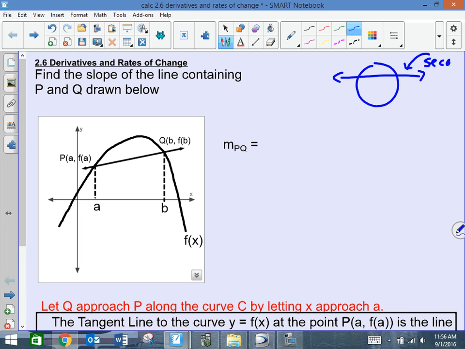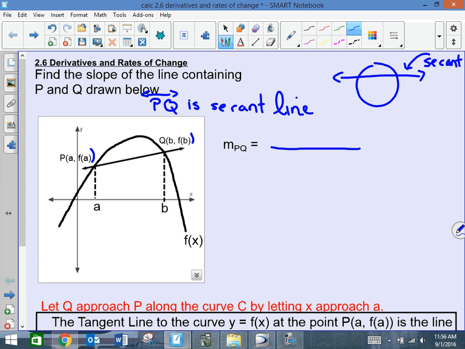All right. Now, that line PQ is also a secant line. Okay? Now, universally, M is considered the letter for what? Slope. Okay. So, the slope of PQ is what we're going to be looking at. Okay? PQ has the ordered pairs (a, f of a) and (b, f of b). Okay. So who can tell me how to find my slope of PQ?